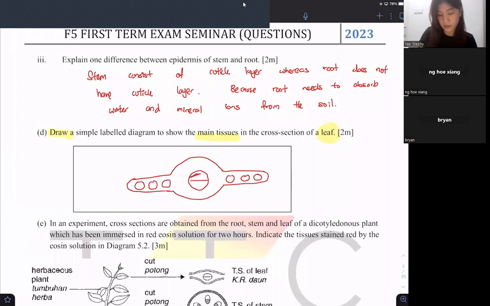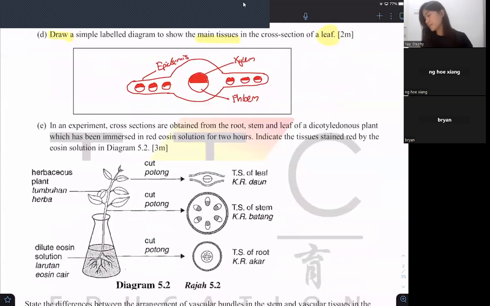You can separate, and also you can shade it. Okay, so one black, one white. So you can show the xylem and the phloem. So this one is for the leaf. For the leaf, the xylem at the upper part, and then the phloem at the lower part. Okay, yeah, like this. Xylem, phloem, and this for the epidermis. Yeah, like this. Next.